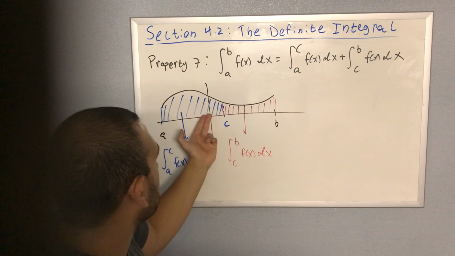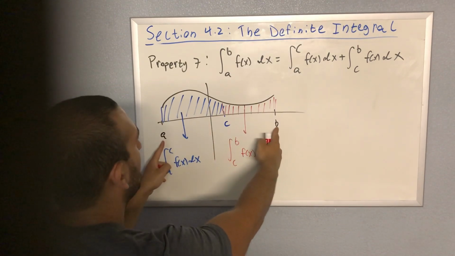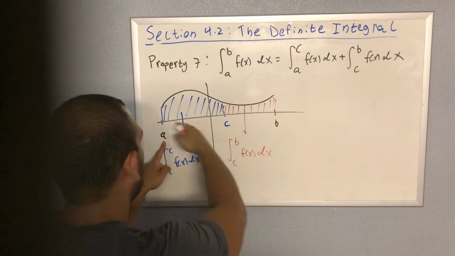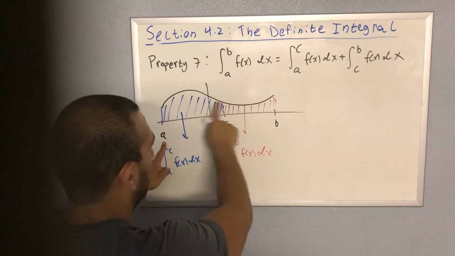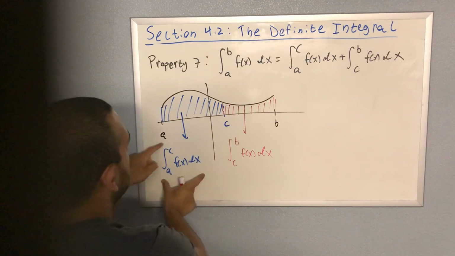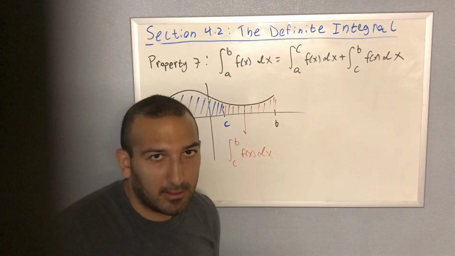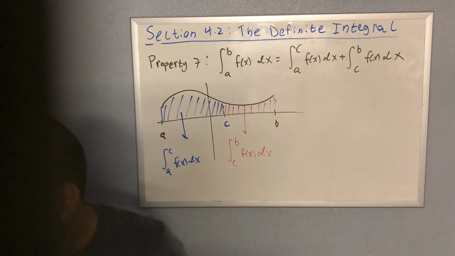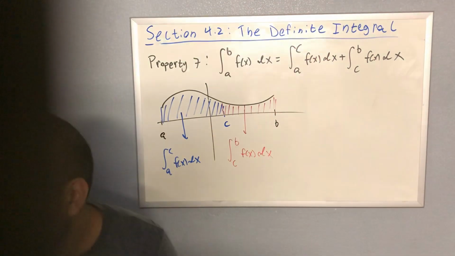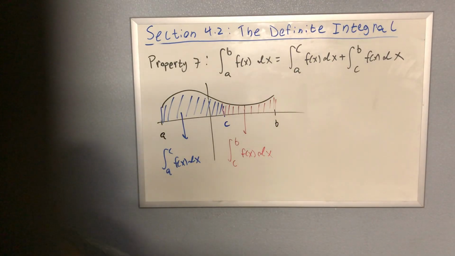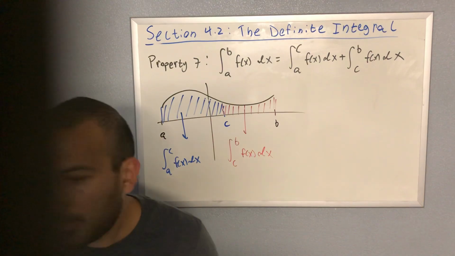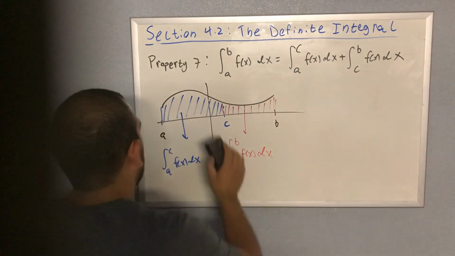If you add these two areas up, it's just the area from A to B. It's the whole area. So the area all the way from A to B, basically the sum of the blue and red, is just the sum of the individual pieces. That is all that's saying. Which again, this is going to be used a lot. It's a very useful property. Okay, let's see a nice example of this now.